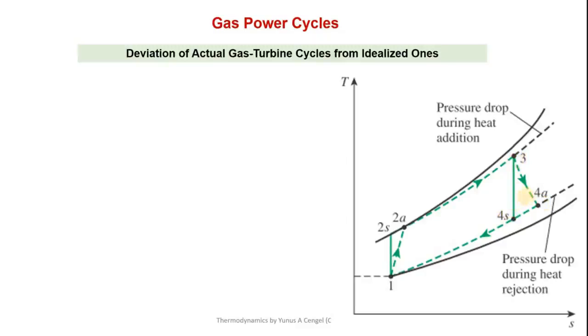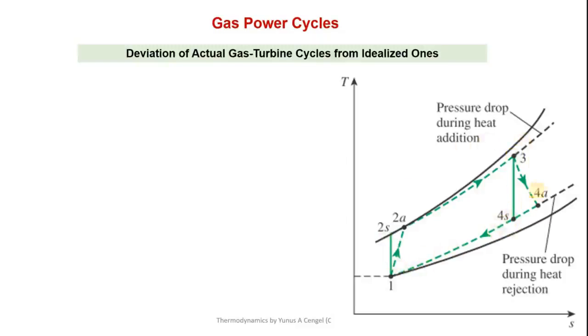So these are the irreversibilities in the compression and expansion processes, shown here in the form of non-isentropic processes. Now the major irreversibility in the combustion chamber or heating process and the cooling process is the pressure drop. The pressure does not remain constant at point 2A; it drops to a lower pressure at 3 due to fluid friction while flowing through the heating system, which is the combustion chamber. Similarly, there is a pressure drop in the heat rejection process.